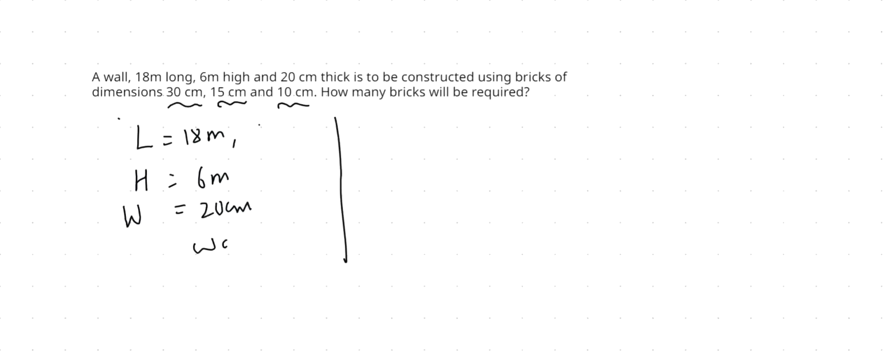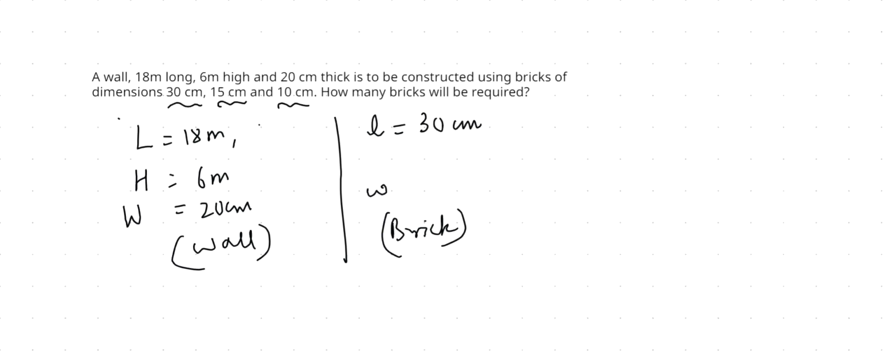Then for the brick, what are the dimensions? I'll use lowercase letters. Small l is the length, 30 centimeters. The width is 10 centimeters. It's not mentioned, but we understand 30 by 15 by 10. And then the height will be 15 centimeters. So it is 30, 15, and 10. And here it is 18, 6.